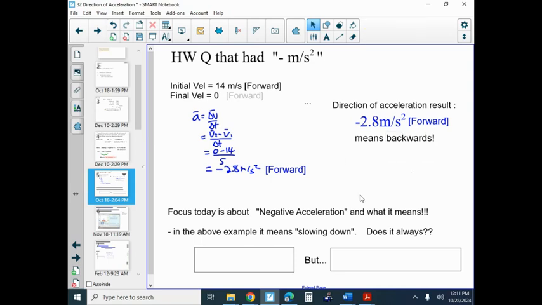Okay, so we have an acceleration backwards, or really what's going to happen is we're going to think of this as in the opposite direction of the motion, which is the best way of thinking about it.